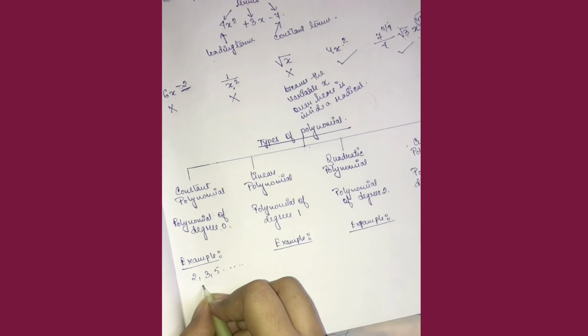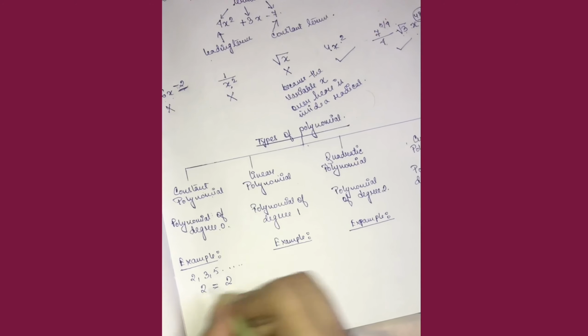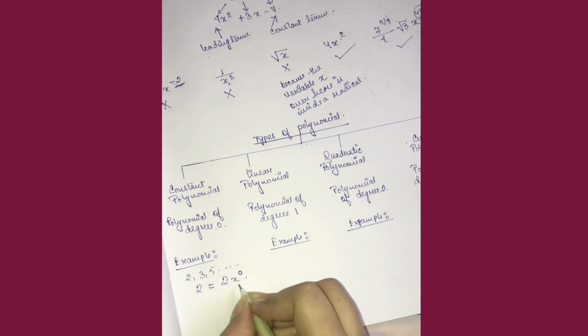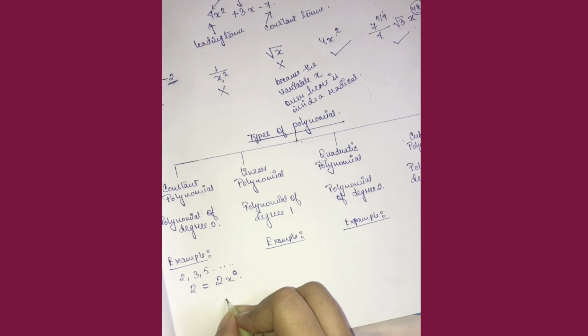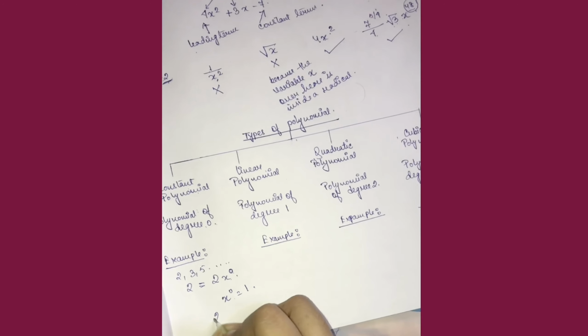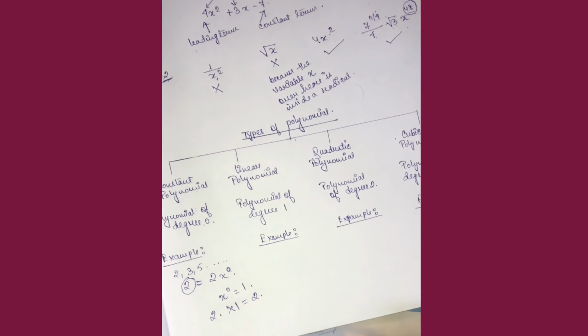And like 2, what is 2? 2 means 2x to the power 0. Why x to the power 0? Anything to the power 0 is equal to 1. So 2 into 1 equals 2. So it is 2 only.